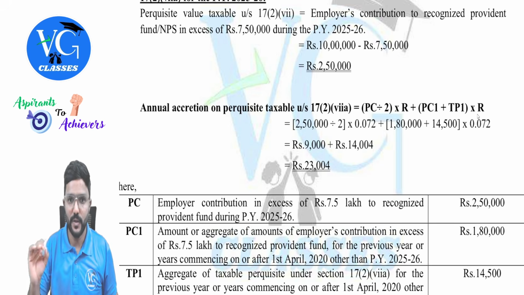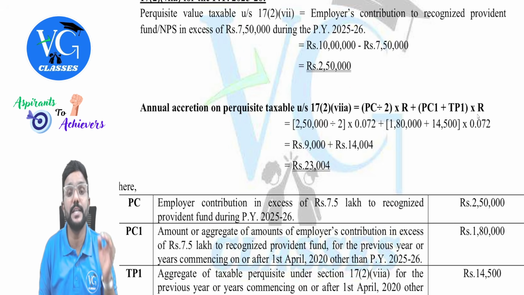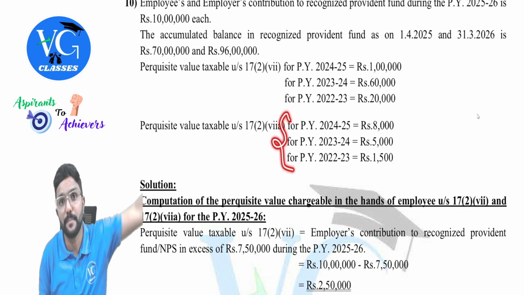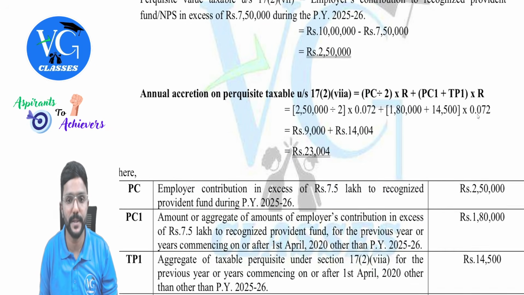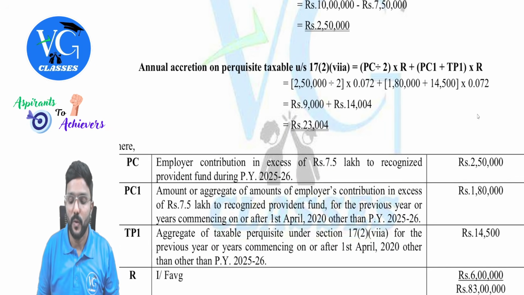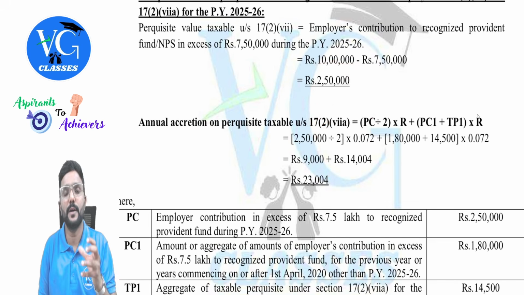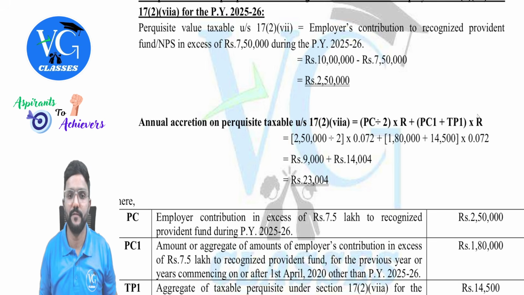14,500, guys. So now we are calculating taxable perquisite under section 17(2)(viia) for the current year. Please be careful, these values are for the past years. Now we are calculating it for the current year. So what is PC? That is the employer contribution in the current year in excess of 7 lakh 50. I am taking it as 2 lakh 50.